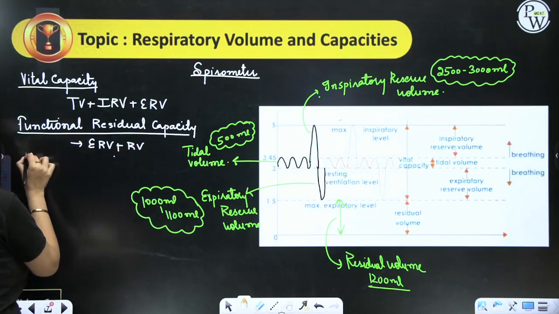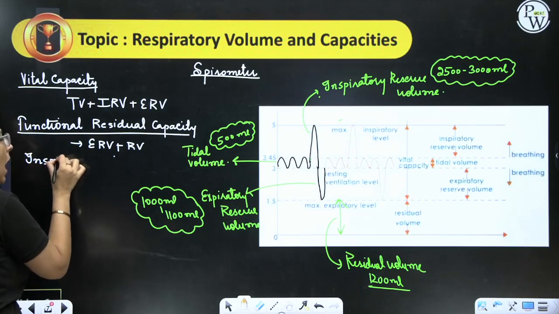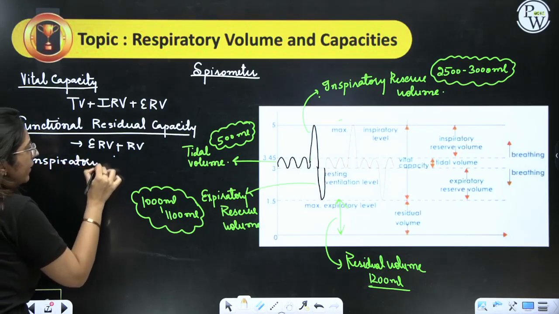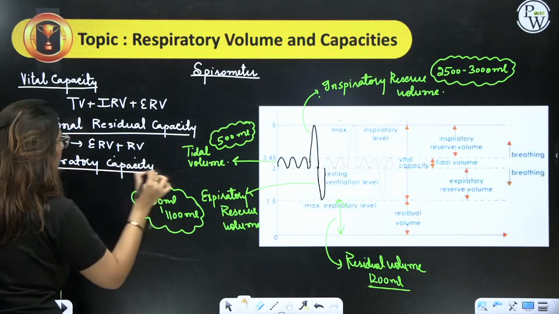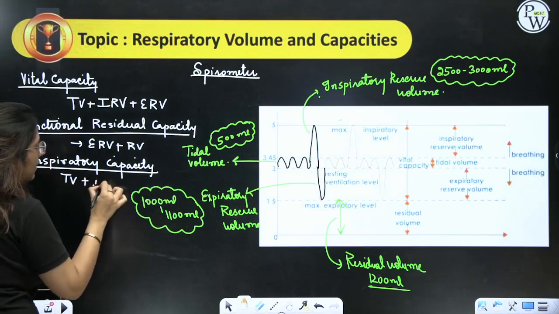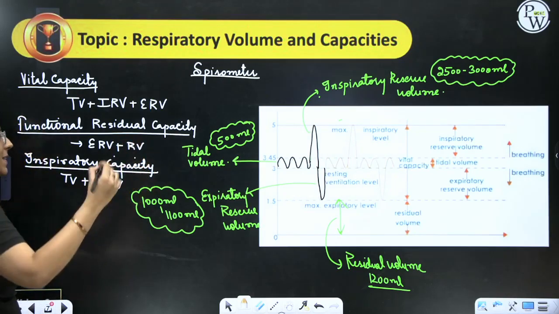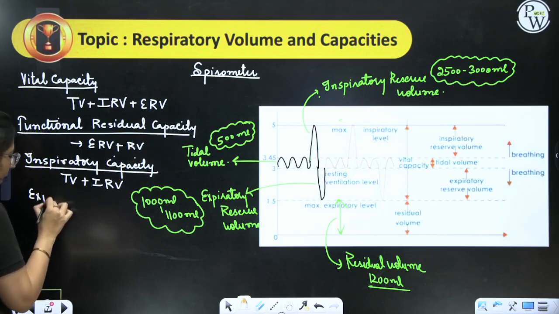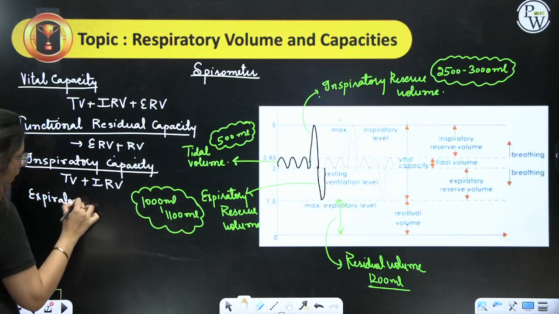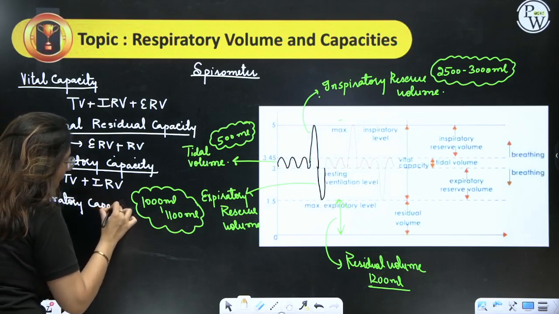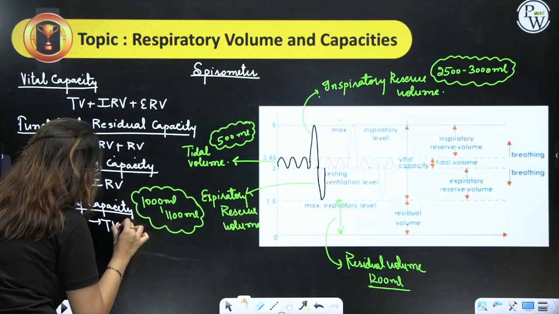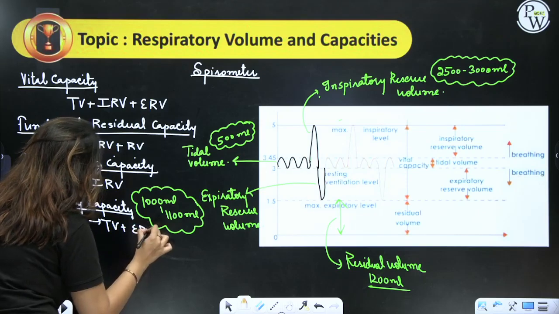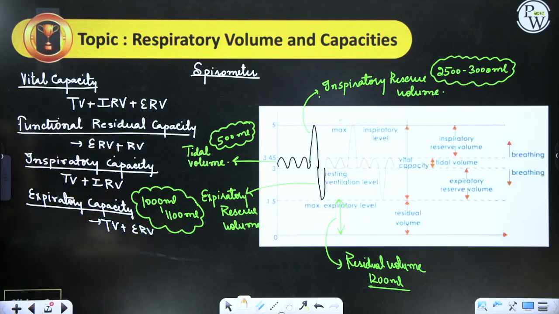Let's talk about the capacity for your inspiration. How much can you inspire? Inspiratory capacity. For normal inspiration, we can take up the tidal volume plus the inspiratory reserve volume. That will be your capacity. Now let's talk about the expiratory capacity. How much can you expire? If I know the tidal volume and add it with the expiratory reserve volume, I'll get the expiratory capacity. Clear? Vital capacity, functional residual capacity, inspiratory, expiratory.